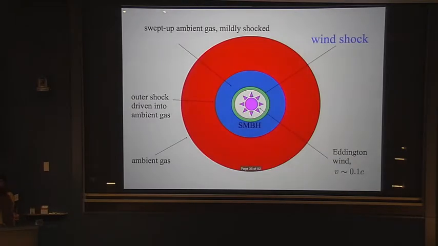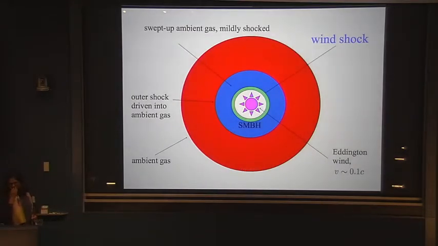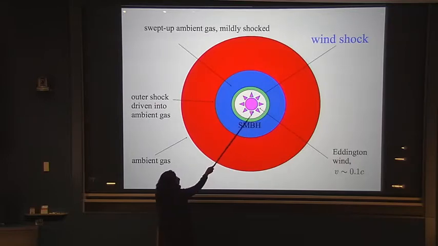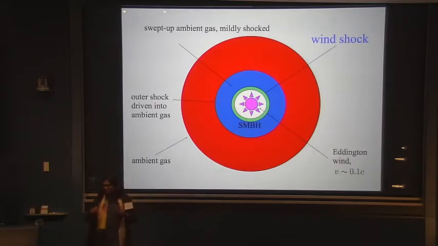Okay, so I'll try to outline this model and show you what the physical setup is. The physical setup is you have the accreting black hole, and you are converting the accretion luminosity into a wind. So this is a mechanical wind.